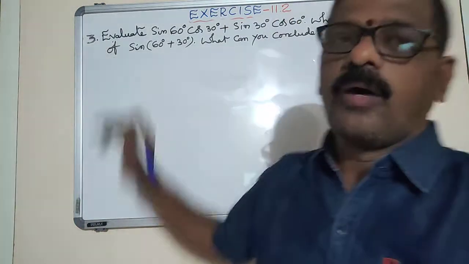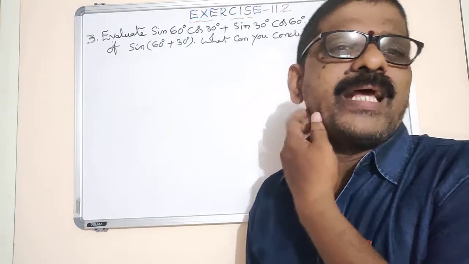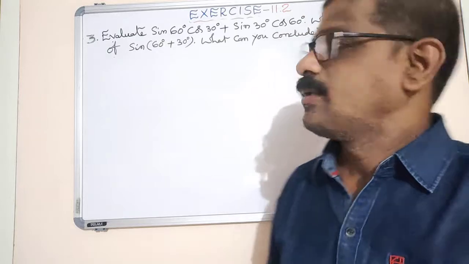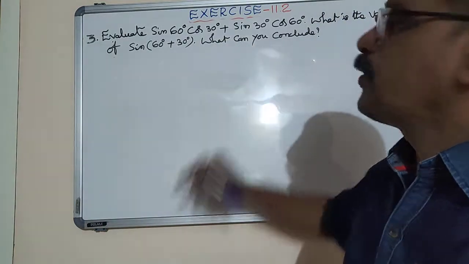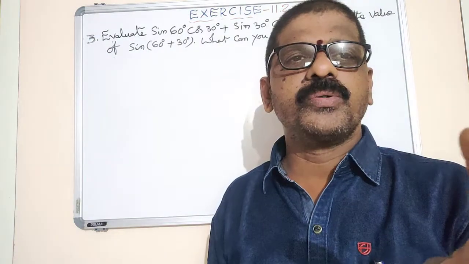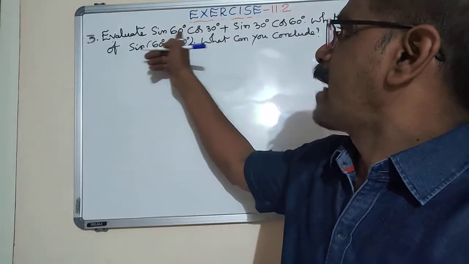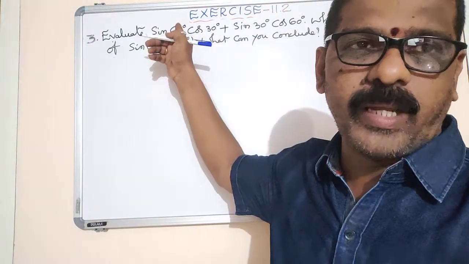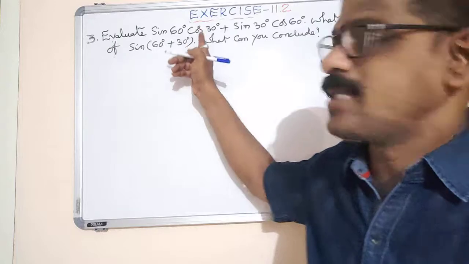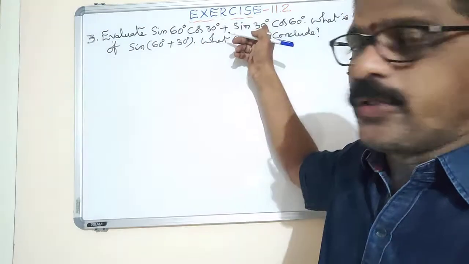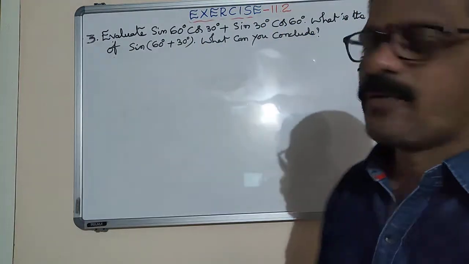What is the value of sin 60 degrees plus 30 degrees? After that, what can you conclude? That means two questions are given. The first question is sin 60 degrees into cos 30 degrees plus sin 30 degrees into cos 60 degrees. That is the first question.